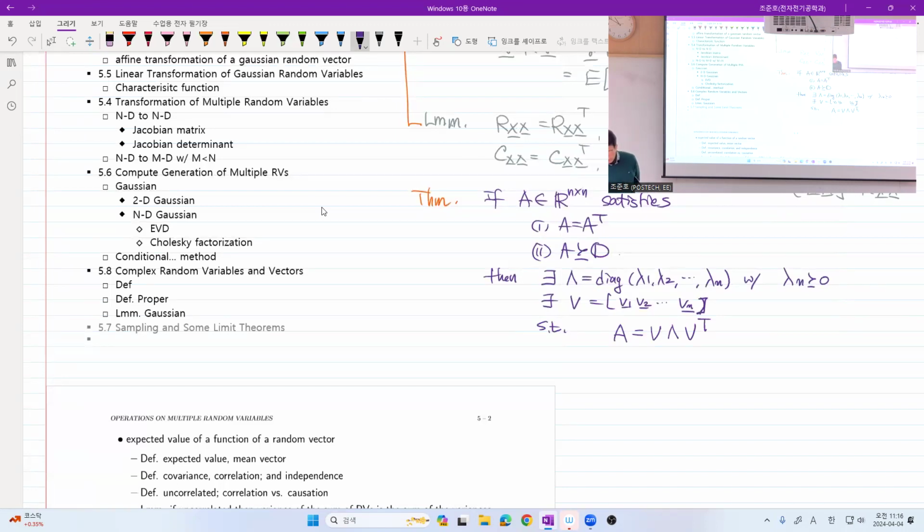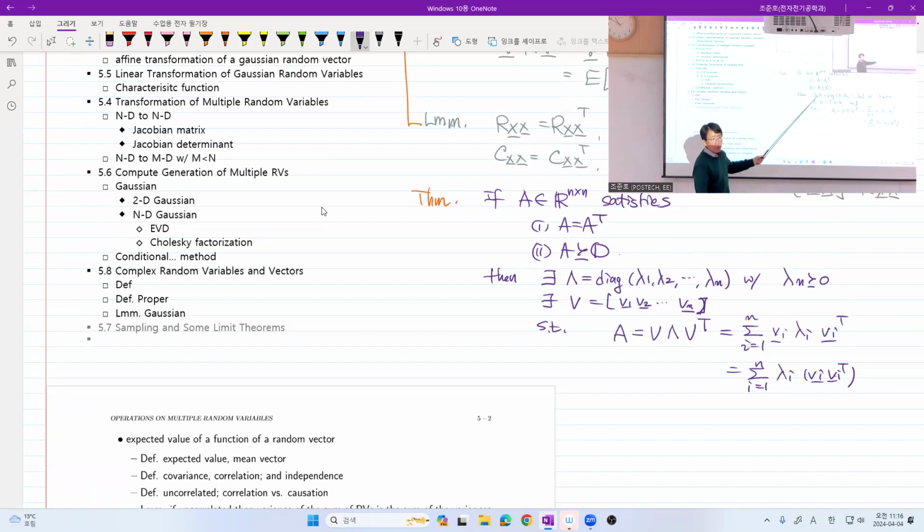And you can rewrite it by using summation i from 1 to n of v_i lambda_i v_i transpose. Or if you want, lambda_i v_i times v_i transpose. What does this mean?